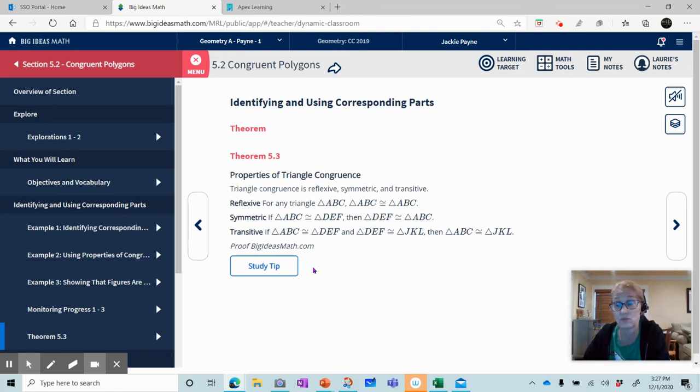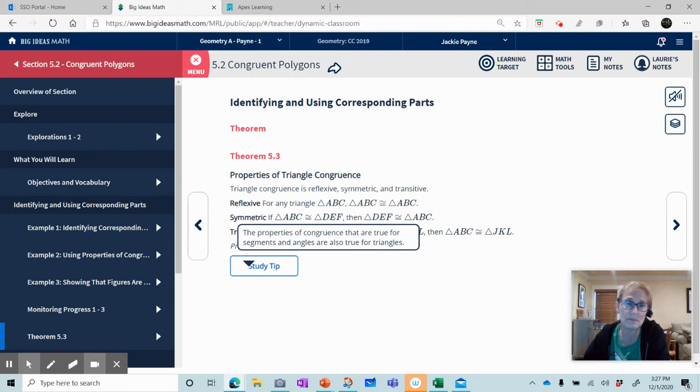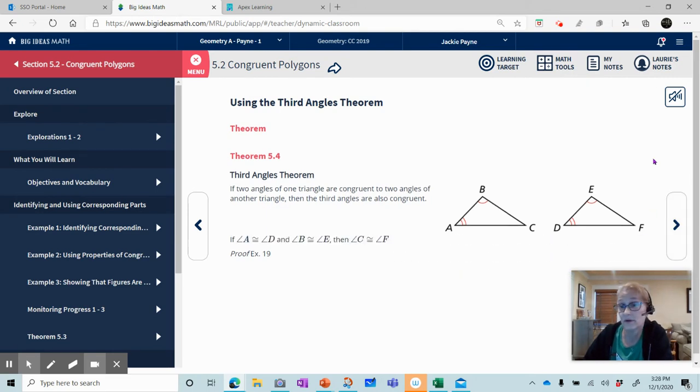That's going to come in really handy in the future. And just for an extra tip, the properties of congruence that are true for segments and angles are also true for triangles. So that's why they also have the reflexive property and the symmetric property. It just transfers right on through to triangles. So we have one theorem in this section. It's called the third angles theorem.